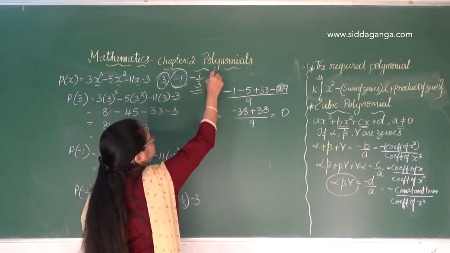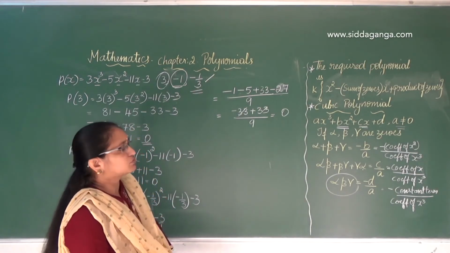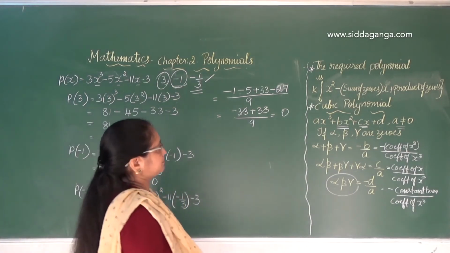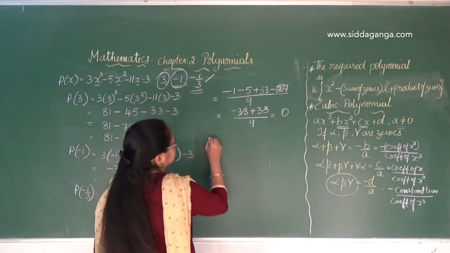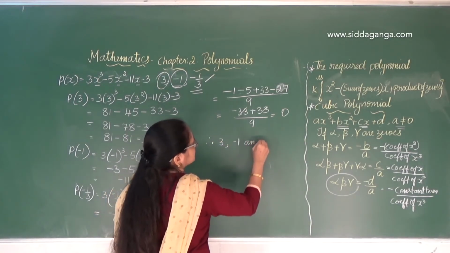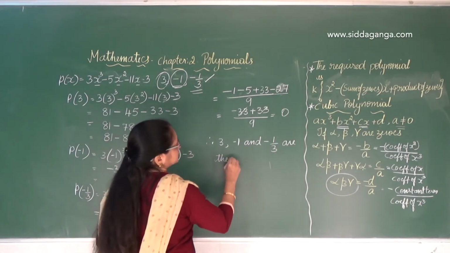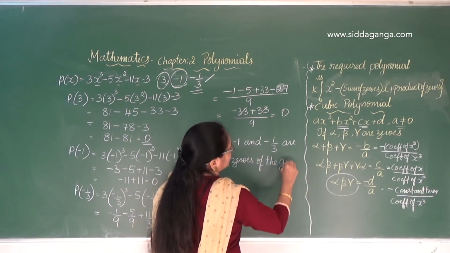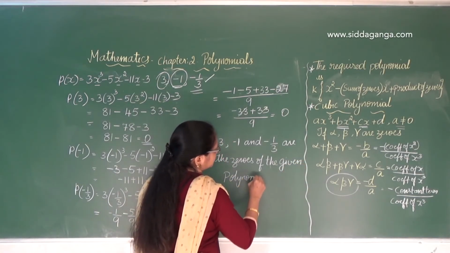So, the value of this also became 0. Now, what is the next step now? What you have to do is, next step, what is the question they have given? You have to verify the relationship. So, how to verify the relationship? Now, yes, you have to write the conclusion. Therefore, 3, minus 1 and minus 1 by 3 are the zeros of the given polynomial. So, you completed one part of the problem.